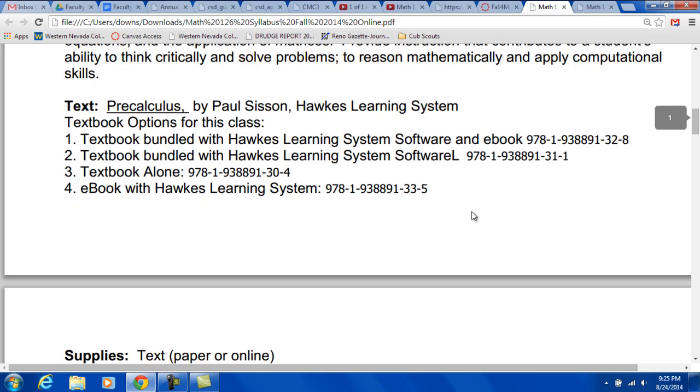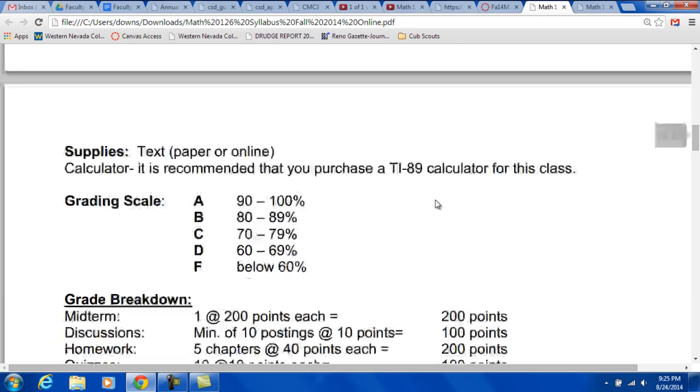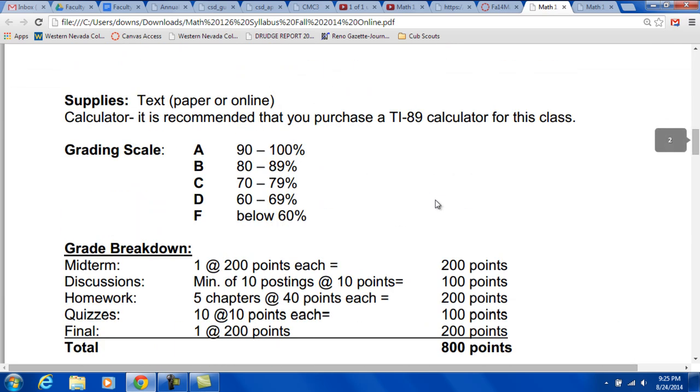So we're using Pre-Calculus by Paul Sison, Hawk's Learning System, 2nd edition. This is the 2nd edition we're using. And all these ISBNs are for the 2nd edition. So you have some choices. You can go with a regular textbook or an ebook, or you can get a bundle. And if you want to do your homework and exams online, you need to have the online. Either get the online part or get it bundled with the book or something. Supplies: you need some kind of a text, either paper or an online text, and a calculator.